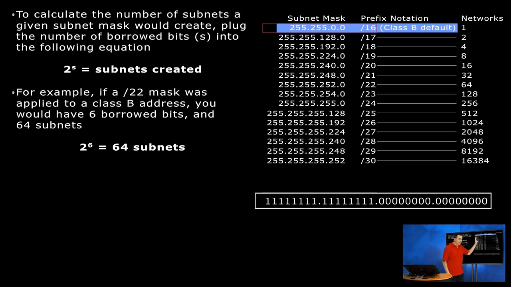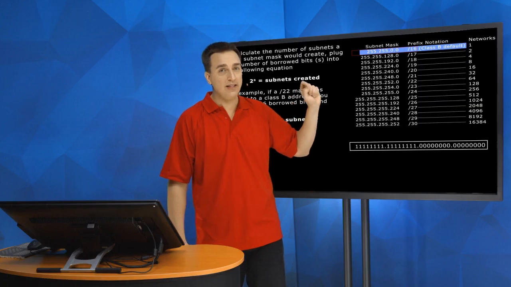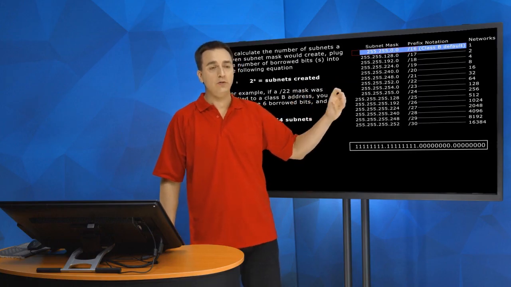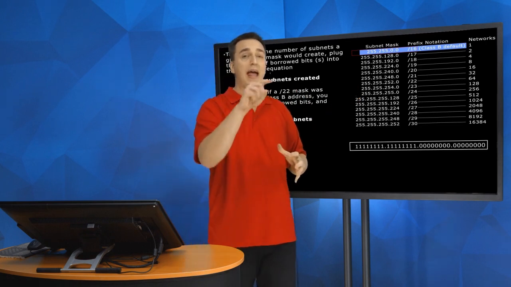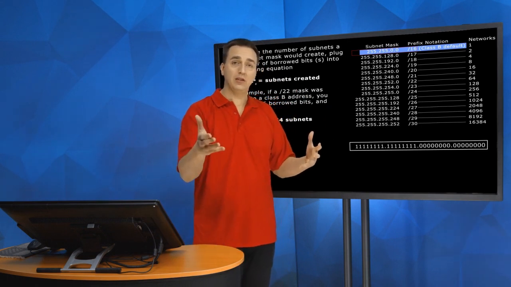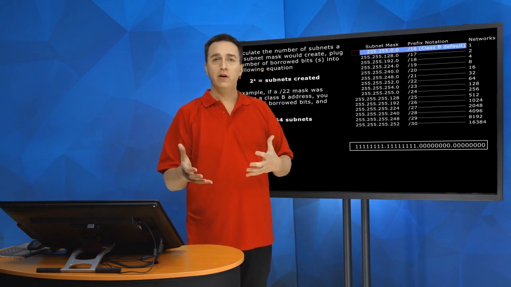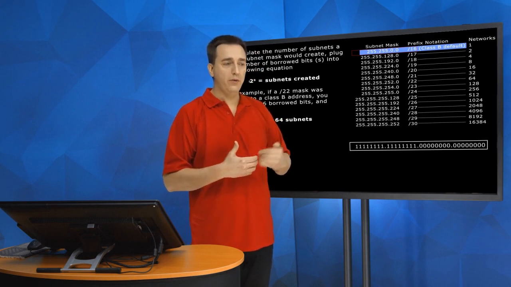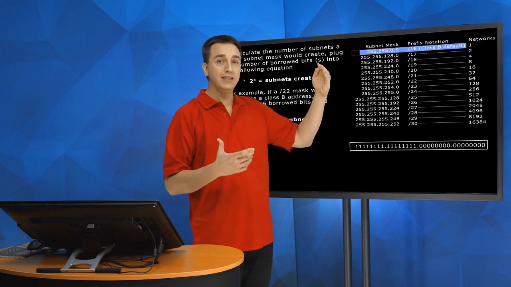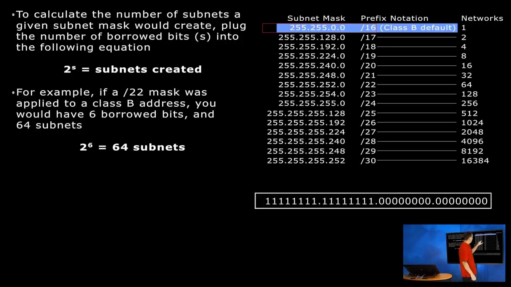So I'm Class B starting out. Class B default, /16. I know I need 64 subnets. So 2 to the power of s equals 64. So 2 to the power of what equals 64? 6. 2 to the power of 6 equals 64. So now I know that I would take 16 plus 6 and get a grand total of 22. All right? So that's how I figured out the subnet mask based on the fact that I needed 64 subnets.